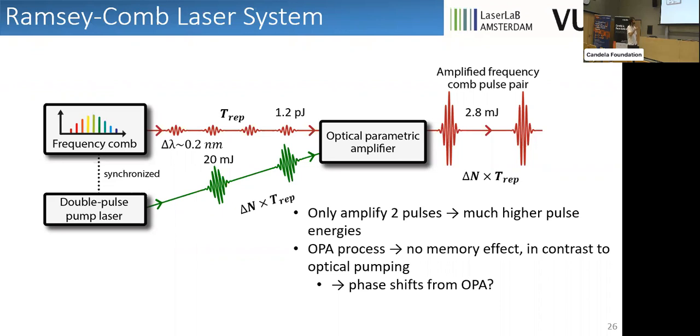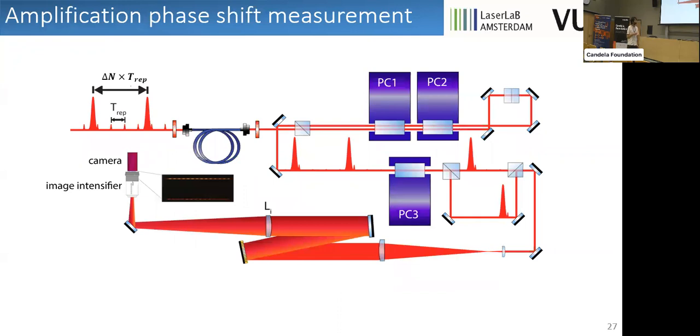But from this slide, you just have to keep in mind that the frequency comb pulses are split with a beam splitter, and we have an unamplified reference frequency comb pulse, since the beam splitter is before the OPA, and then the other half of the light goes through the OPA, and we have an amplified pulse. So here's the phase measurement setup, and you see here we have a little pulse, that's the reference pulse, and the big pulse, that's the amplified pulse.